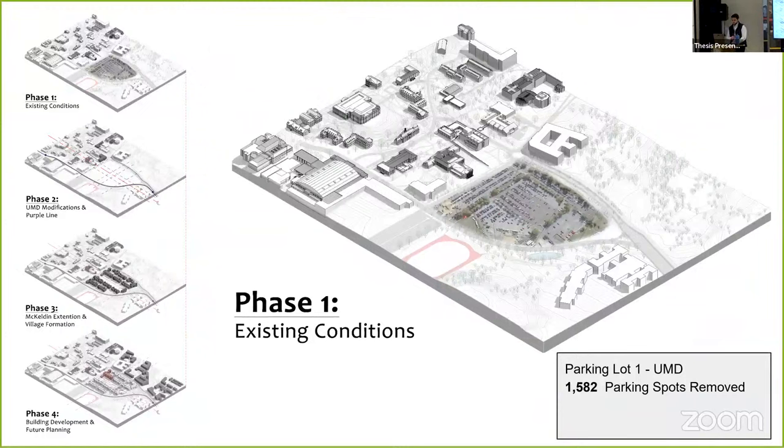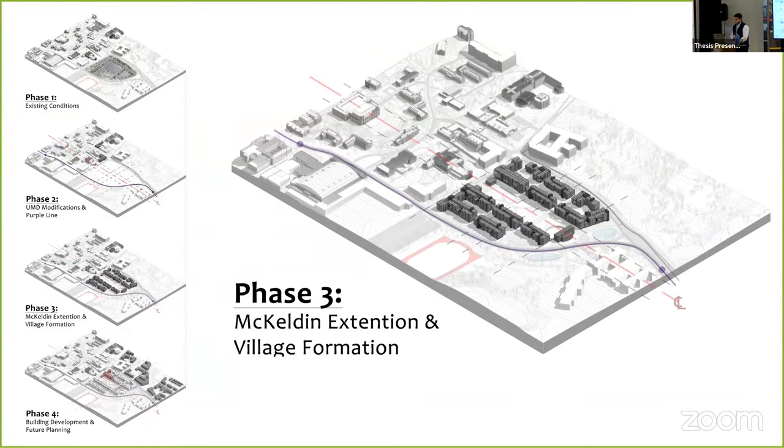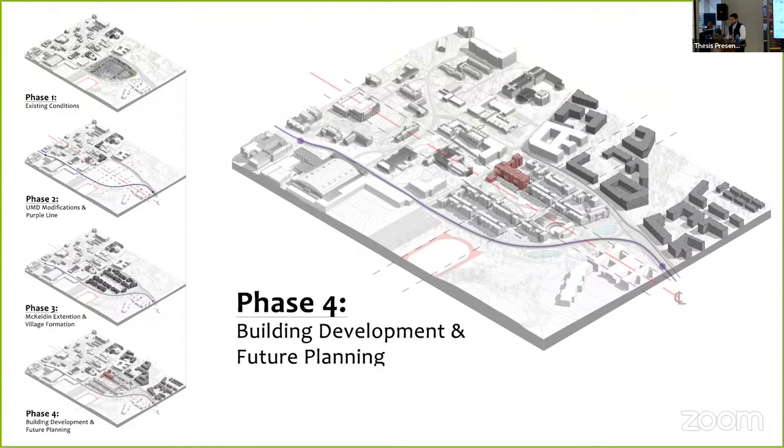So in phasing existing conditions, as mentioned, there are 1,582 parking spots that would be removed. And what's unique about Lot 1 is its axial relationship to McKeldin Mall. So using that as an influence to start to create segmented regions within Lot 1, as well as the integration of the Purple Line. And as we begin to extend McKeldin, we start to create communities within Parking Lot 1, now known as West Campus Village.